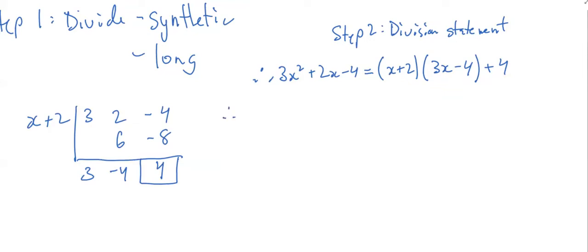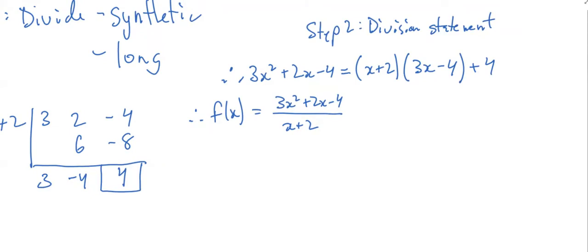But f of x is 3x squared plus 2x minus 4 over x plus 2. Right? So if I want this to be the function, which is what we want, I also write it over x plus 2.